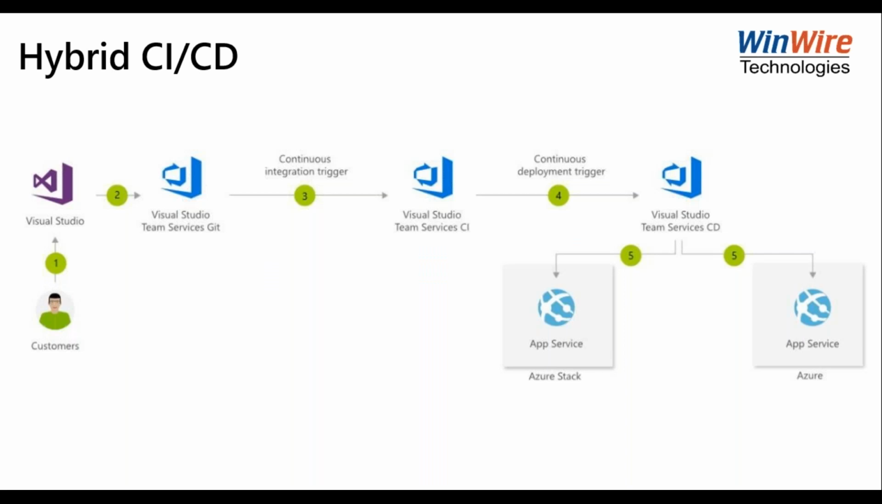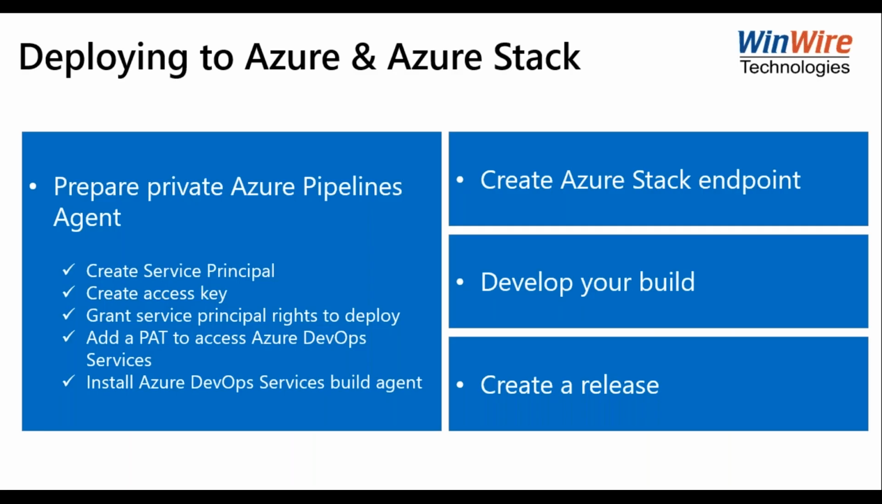As you can see, the developer will trigger a build, and then it goes through CI, continuous integration, and then continuous deployment. And in the pipeline, you can very well define the destinations, whether it goes to Stack or Azure. And that's as simple as that. There's nothing complicated there.